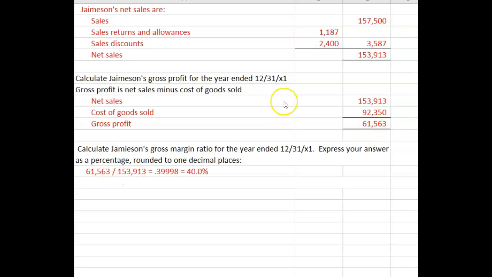61,563 divided by 153,913 equals 0.39998, which rounds to 40.0%.